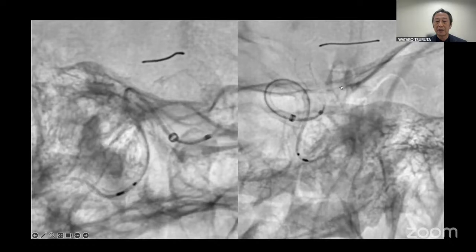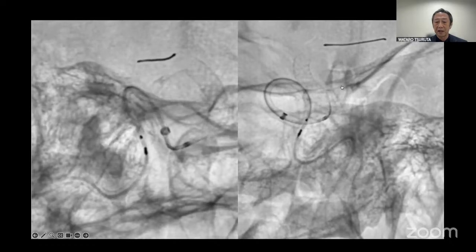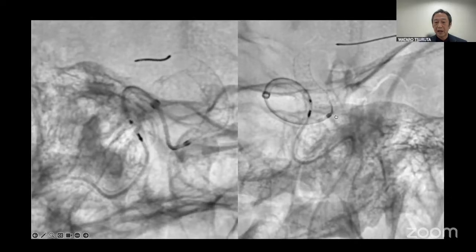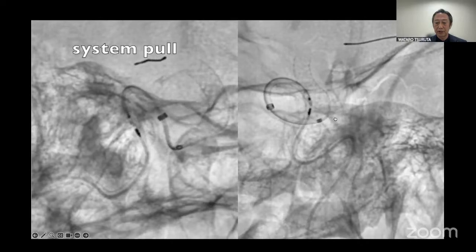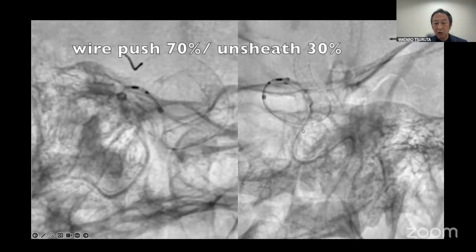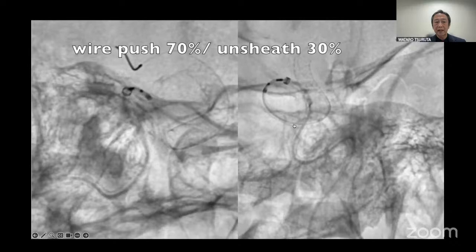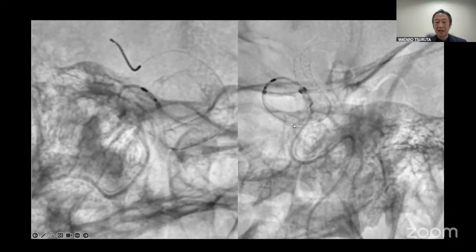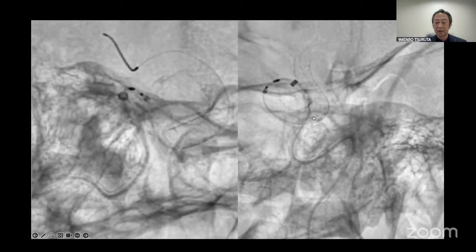So I deploy by wire push. And now we can see flattening and a little bit of twisting, so too much force on the braid. So I do system pull and it is nicely opening now. And then a combination of wire push 70% and unsheath 30%. Then finally, the Pipeline was nicely deployed like this.